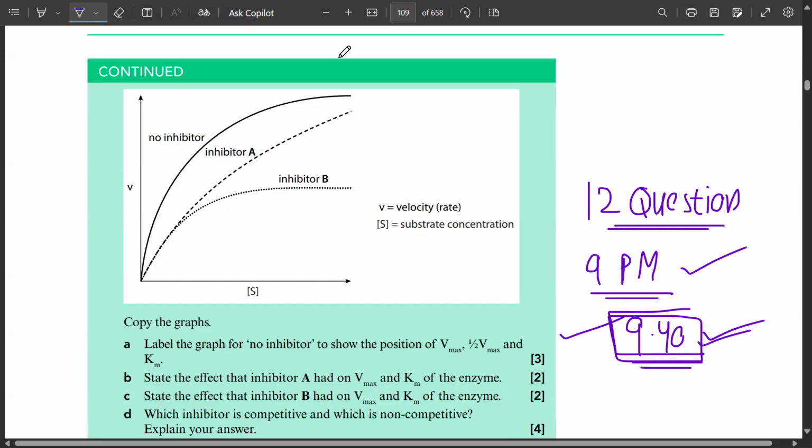Chapter 1 is done, you understood everything. Cell structure, any problems? No.